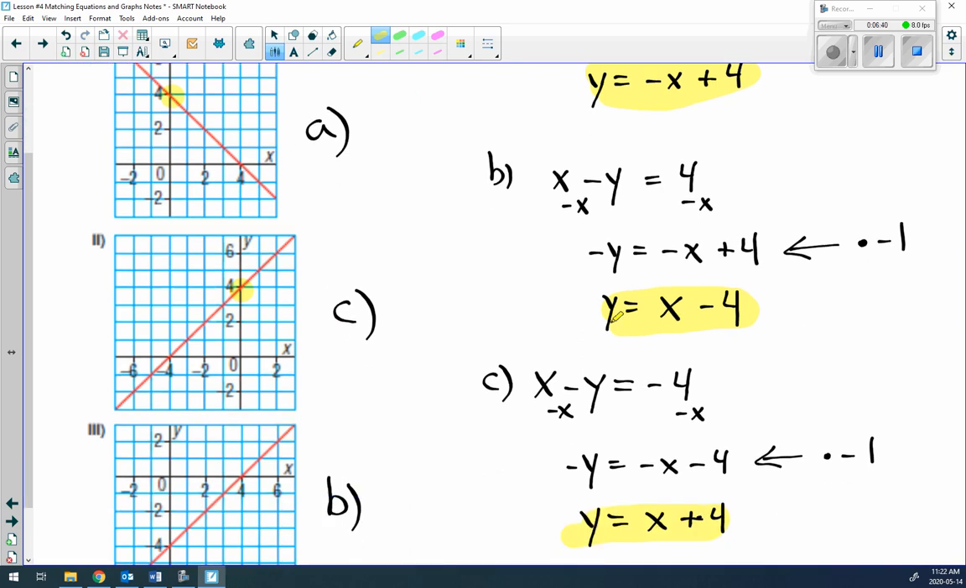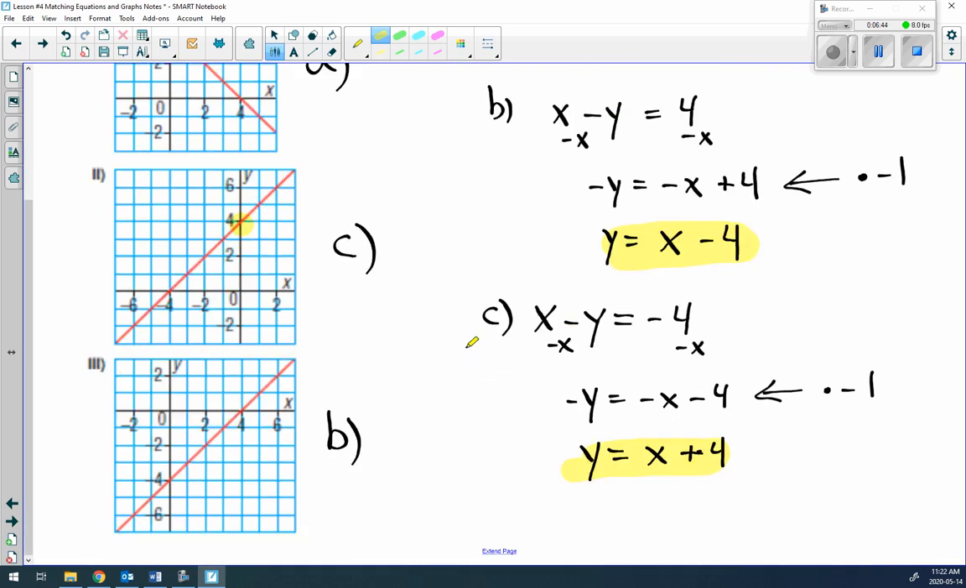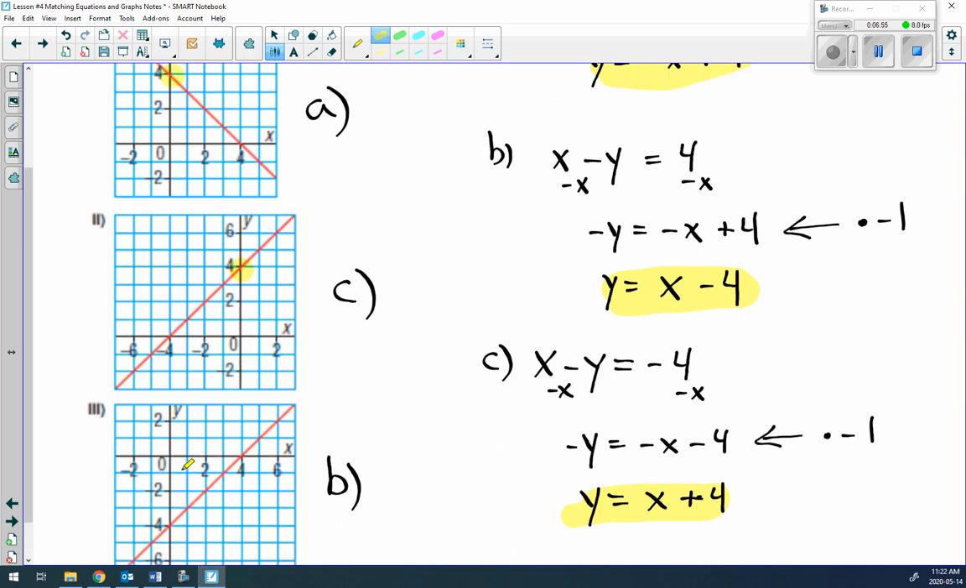Let's look at B now. So we have y equals x minus 4. So the y-intercept is negative 4. There's only one with a y-intercept of negative 4 right there. And the slope in this case is positive 1. So up 1 over 1, up 1 over 1. So down here has to be B. Roman numeral 3 has to go with B.